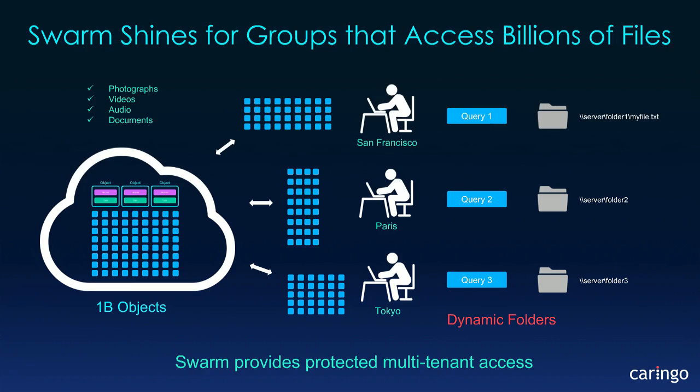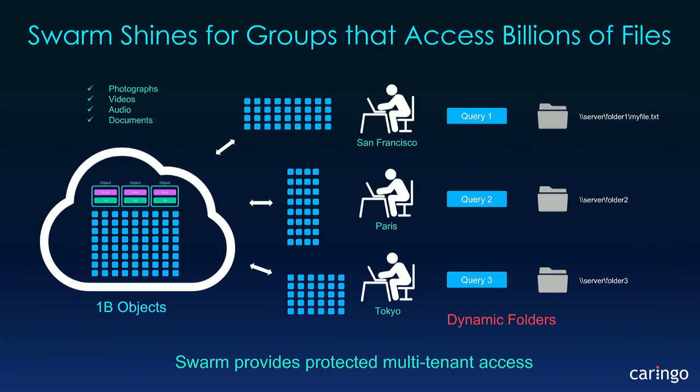Okay. So that leads to this slide here. Swarm does shine for groups that access billions of files. And basically what we have outlined here is an example of that, where you would have, say, billions of objects in a Swarm object store. And the Swarm object store has been set up for multi-tenant access. And there's a group of data. It could be videos, it could be satellite data, photographs, it could be audio, it could be documents, it could be IoT raw sensor data, you name it.